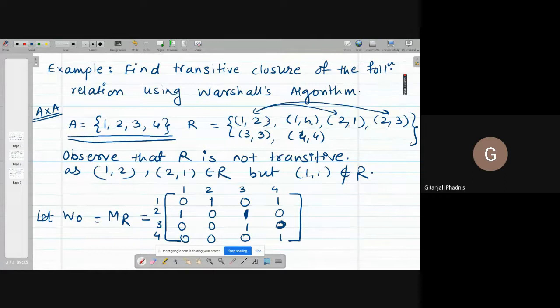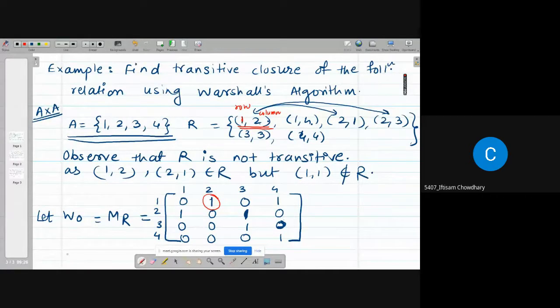And how many have we chosen in R? R is a subset of A cross A. So the ordered pair which is present in R is taken as 1. Take (1,2): this 1 is for row and this 2 is for column. Do you understand? When it comes to writing a matrix, I will consider the first row, second column entry.